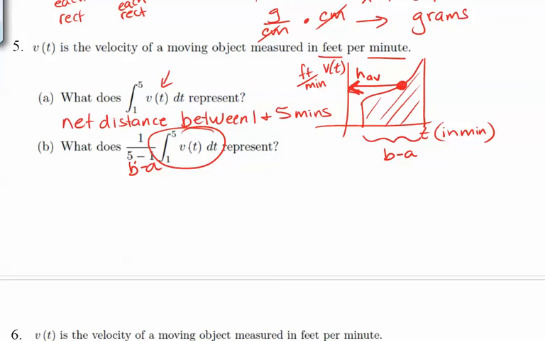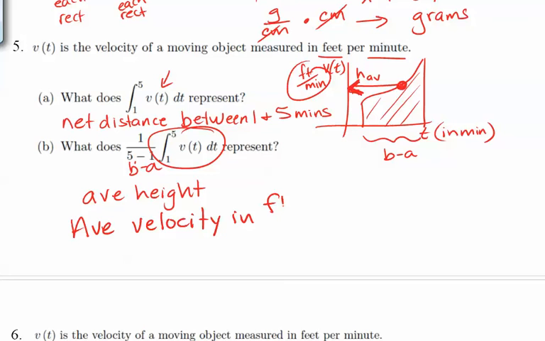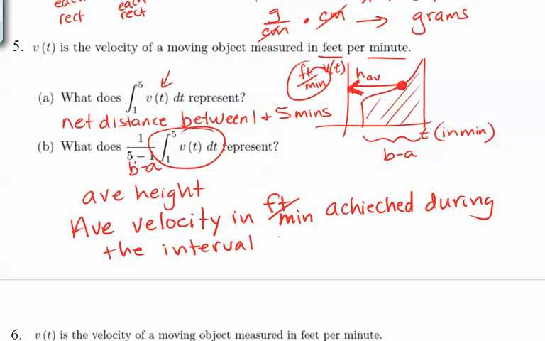And since this is a velocity curve, this gives us an average height. So let's actually change it to our units here, is what I guess we're being asked. What is our average height measured here in our y coordinates? So this is the average, I've got to be more specific. This is our average velocity in feet per minute. So it's a y coordinate. The average height is a y coordinate. Average velocity in feet per minute achieved during the interval from 1 to 5 minutes.